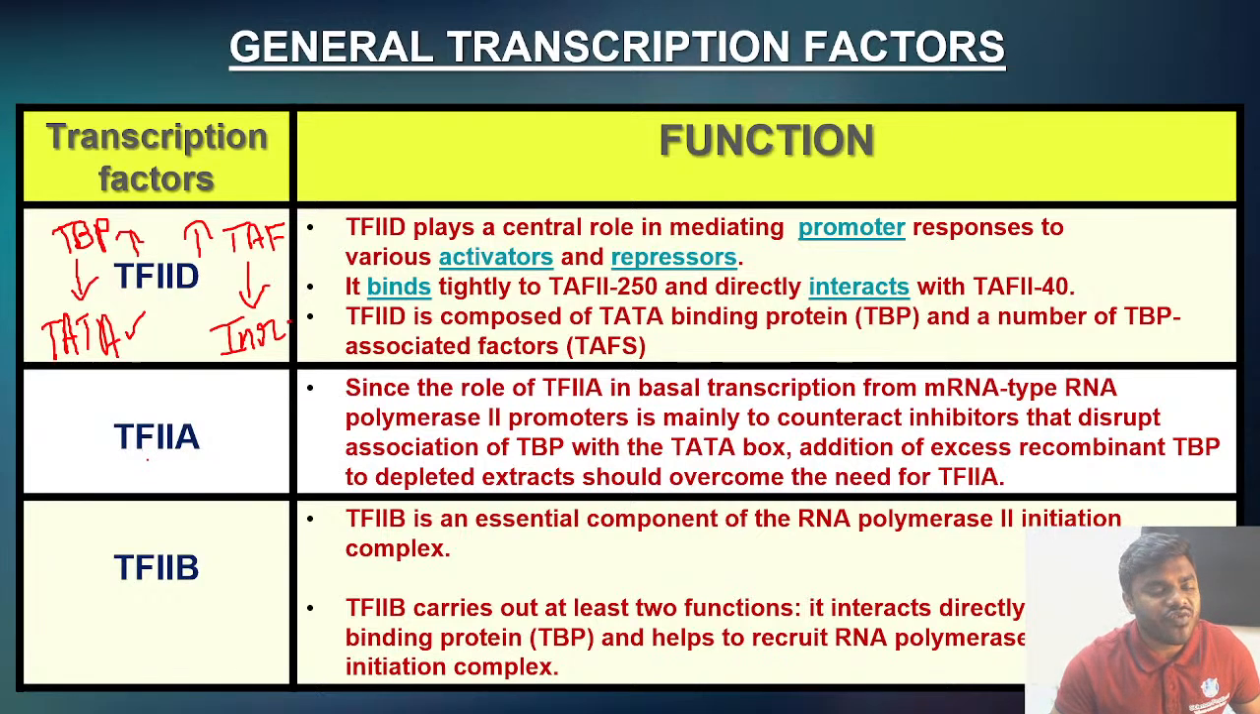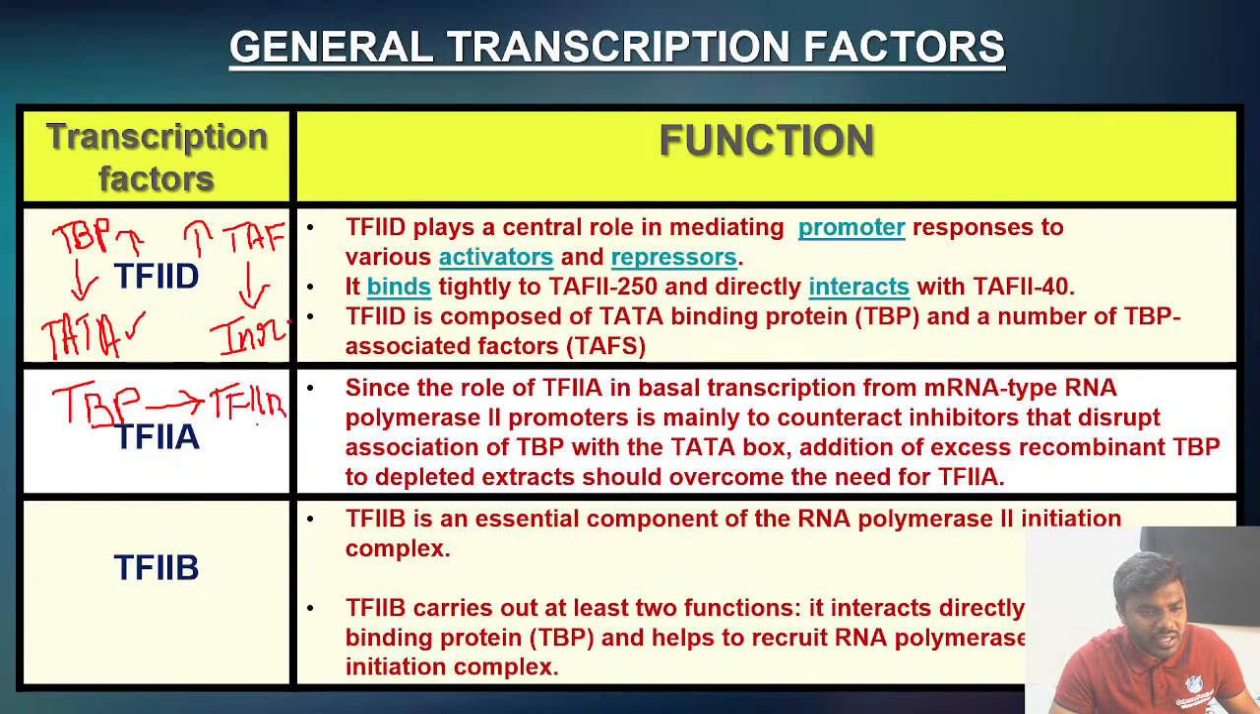Then what is the next factor? Transcription factor 2A. All of you listen to the statement, friends. Transcription factor 2A is responsible for maintaining a stabilized interaction between TBP and transcription factor 2B, which we are going to read now. What is the ultimate function of transcription factor 2A? Maintenance of a stable interaction between the TBP and transcription factor 2B.